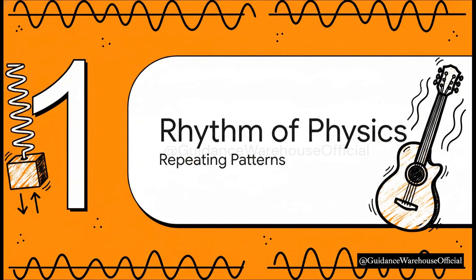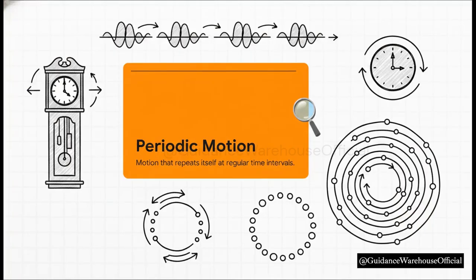All right, Section 1, the rhythm of physics, recognizing the repeating patterns around us. Let's start with a really basic physical phenomenon. Think about an object bouncing up and down on a spring, or that guitar string vibrating after you strike it. We call this periodic motion, and that simply means the motion repeats itself at regular time intervals. Each successive vibration or cycle takes the exact same amount of time as the one right before it. Whether you're looking at the pendulum of an old grandfather clock or a tiny vibrating atom, if the time to complete one cycle is constant, you've got periodic motion.